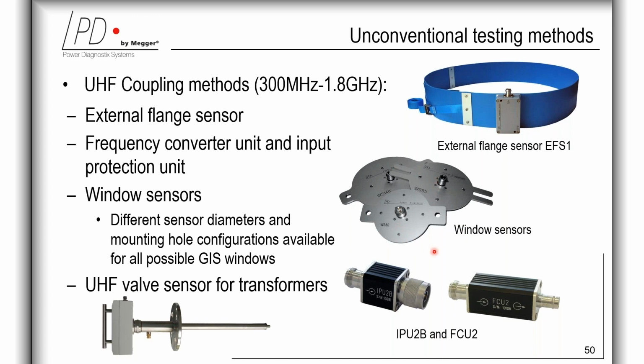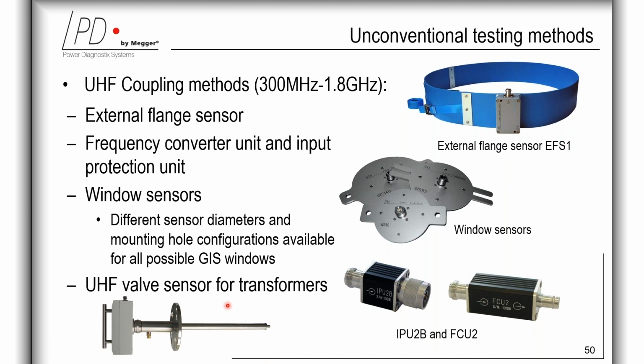And on the bottom right part, you see the input protection unit, IPU2B, and the high frequency converter unit, which is called FCU2. FCU2 covers the frequency range of 100 megahertz up to 1.8 gigahertz, and therefore is mainly used for GIS monitoring. The FCU is designed to withstand the high voltage transients for most applications. However, in some cases, it might be necessary to increase the input protection by means of IPU units.